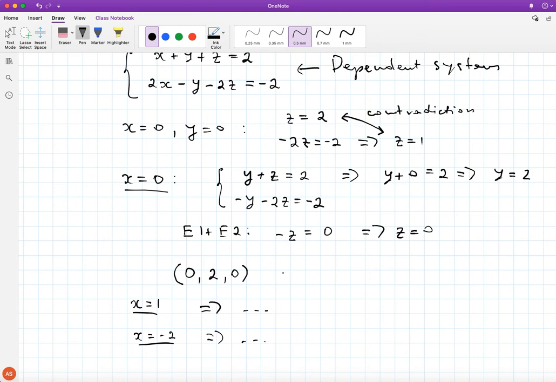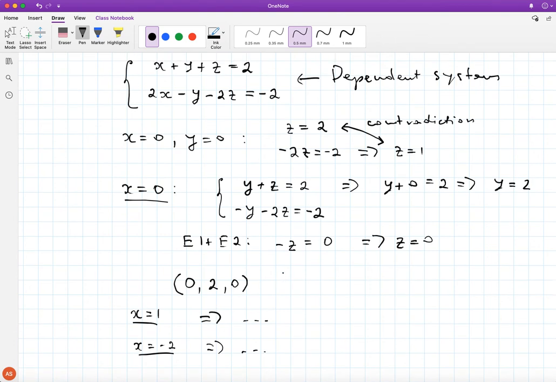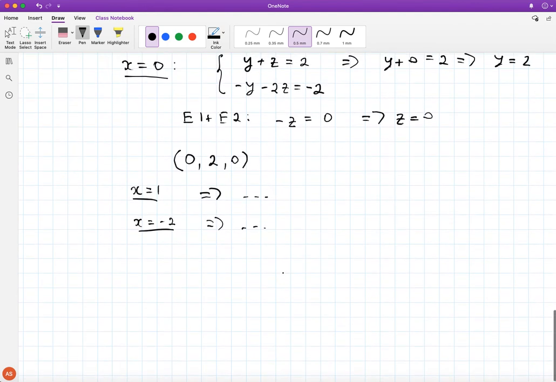Okay, now let's throw another equation into this system and consider the following system: x plus y plus z equals 2. The first 2 equations will be the same as we earlier considered. Second equation, 2x minus y minus 3z equals negative 5. Wait, the second equation is 2x minus y minus 2z equals negative 2.